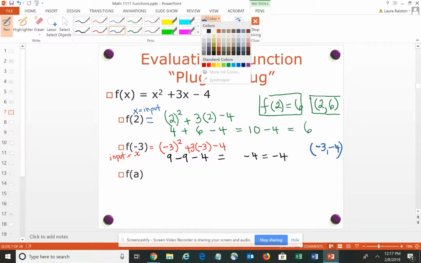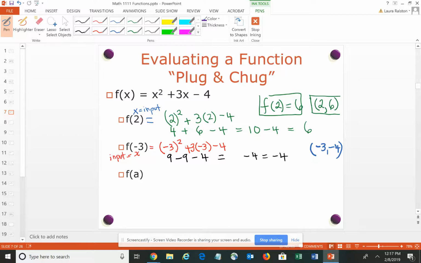You can also evaluate it for a value such as A. Instead of evaluating it for a number, you can do A. So in this case, my input is A, so wherever there's an X, I'm going to substitute A. So I'd have A squared plus 3A minus 4. Now, when I'm finished, there's really no simplifying I can do there. There's no like terms. That's simply the answer. F at A equals A squared plus 3A minus 4.